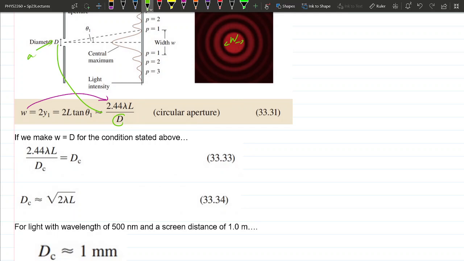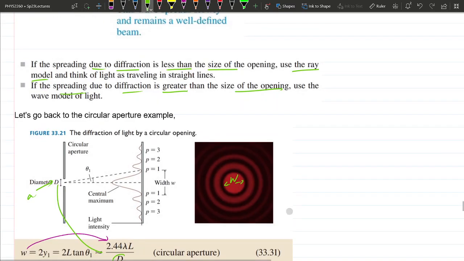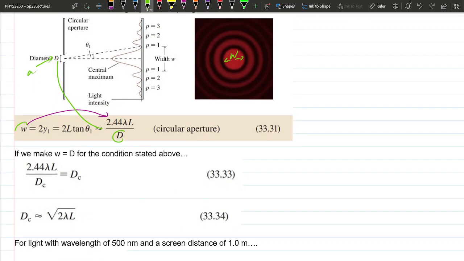What we want to do is impose this condition where we figure out whether or not the diffraction width is comparable to the size of the opening. The diffraction width is over here on the left-hand side. The opening is on the right-hand side here. So if we want to compare them, we can just set W equal to the variable D_C that the book is using. This is the critical diameter.